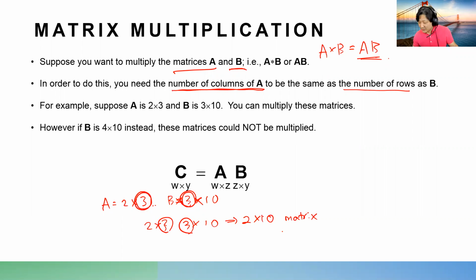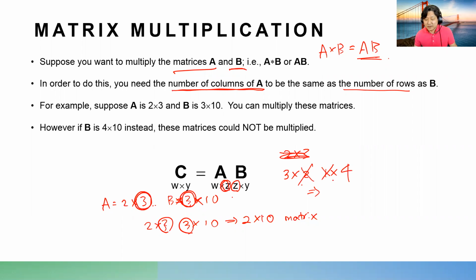Okay, what about this case? A 3 by 2 matrix times a 1 by 4 matrix. Can we compute this? No, because the inner dimensions, 2 and 1, are different. So we cannot compute it, and matrix multiplication will not be possible in this case. The inner dimensions should always be the same.